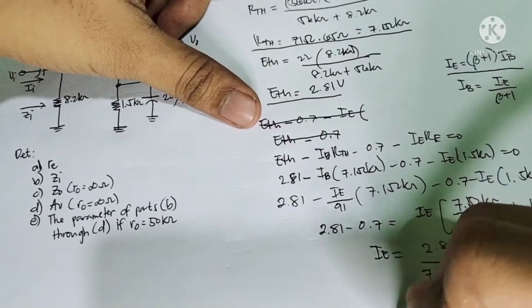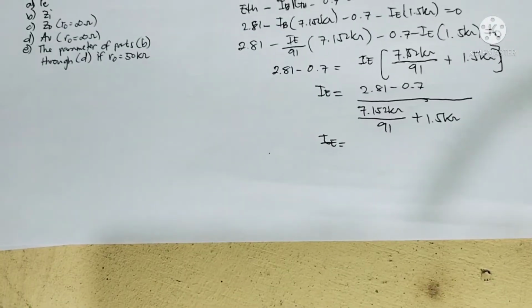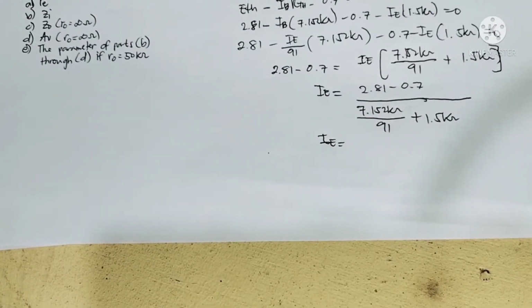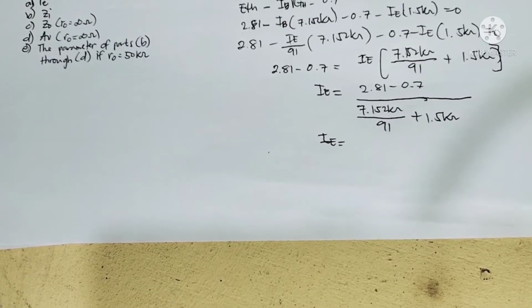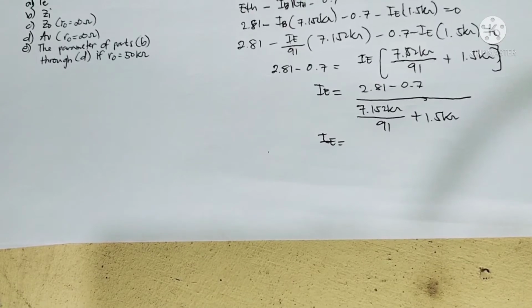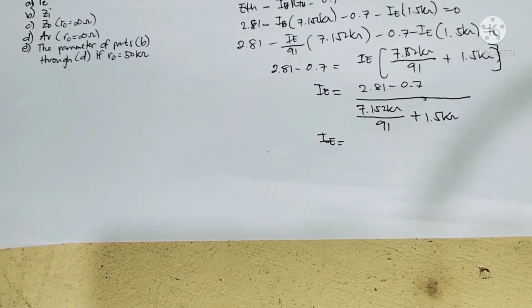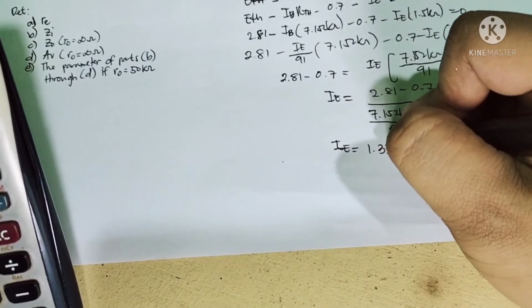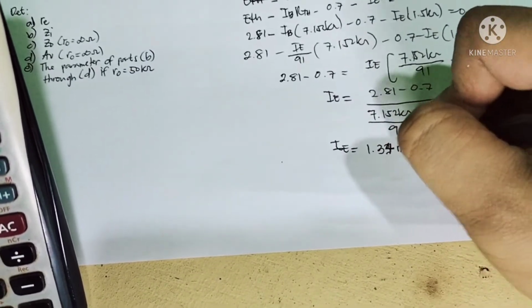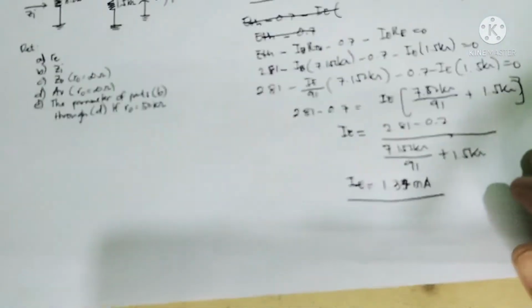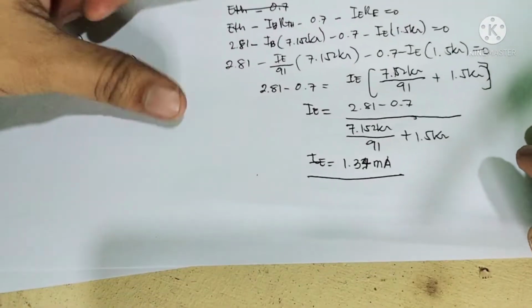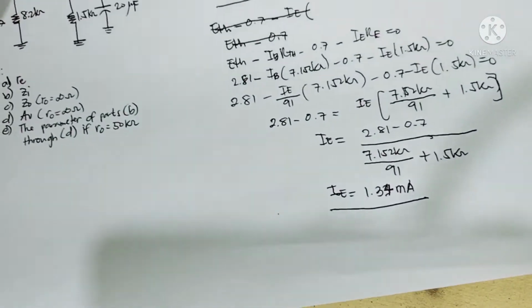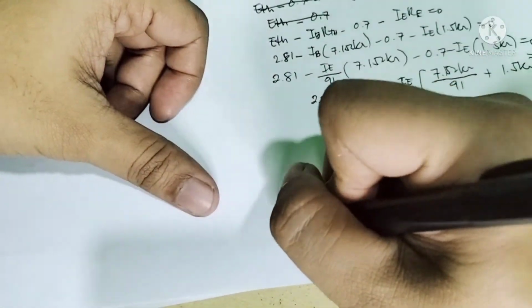So IE is equal to, you can use your calculator, 2.81 minus 0.7 divided by 7.152k divided by 91 plus 1.5k. So therefore this is 1.34 milliamps. So you have IE, the emitter current, of 1.34 milliamps. So you have IE now, you can calculate letter A.